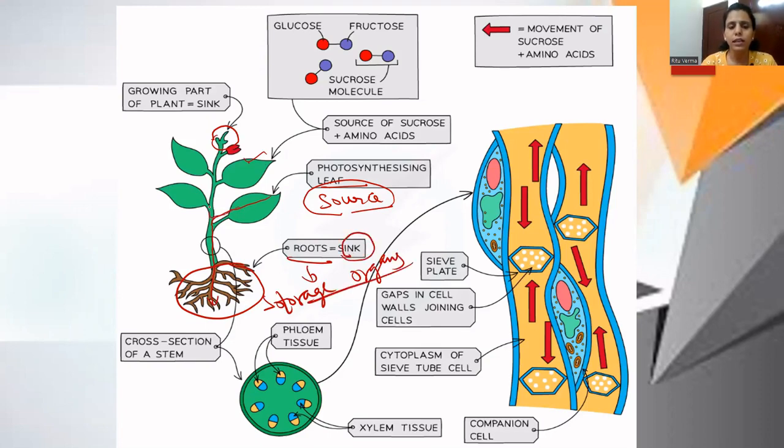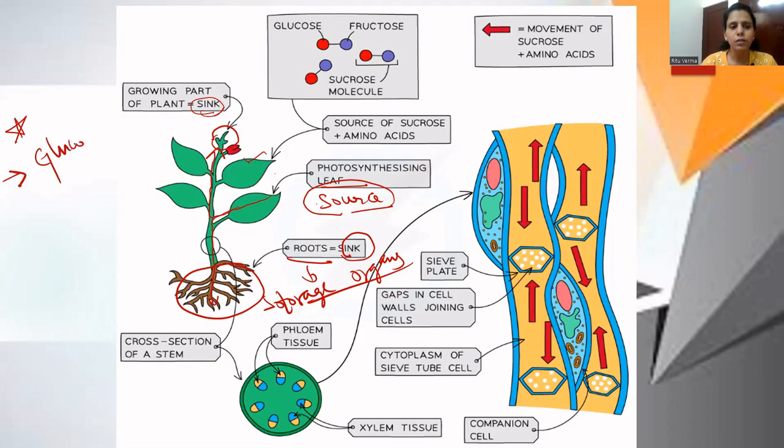Or this sucrose can actually move to the growing part of the plant. This tip of the plant is actually the growing part of the plant, okay? And hence this tip of the plant is also a sink, okay? And what is the source? Photosynthesizing leaf, okay?